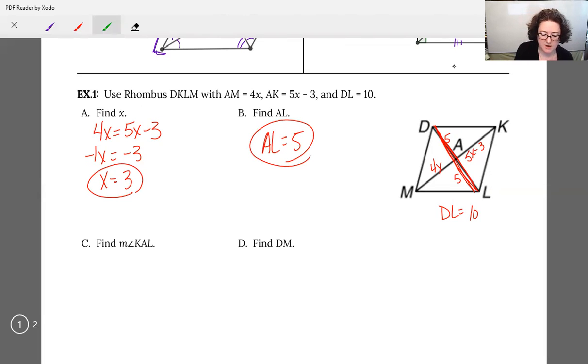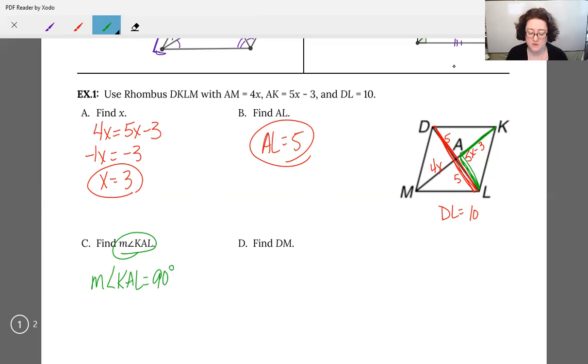Okay, next piece is asking us to find angle KAL. So actually, let me change my color. Let's go to green. So KAL, if I trace that along to see where the angle is, K to A to L, we're actually looking at that central angle. So it's not the 5x minus 3 that was labeling the segment AK. But what do we know about the diagonals in a rhombus? They always intersect at what kind of angle? 90 degrees. So the question's actually answered for us. Measure of angle KAL is actually 90 degrees. Any of those angles in the center would be 90 degrees.